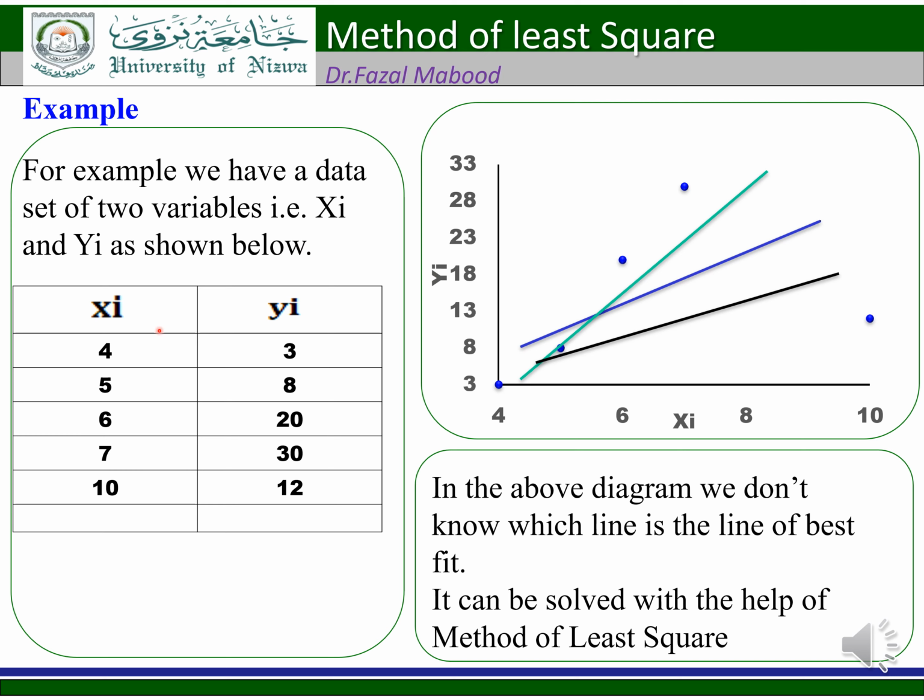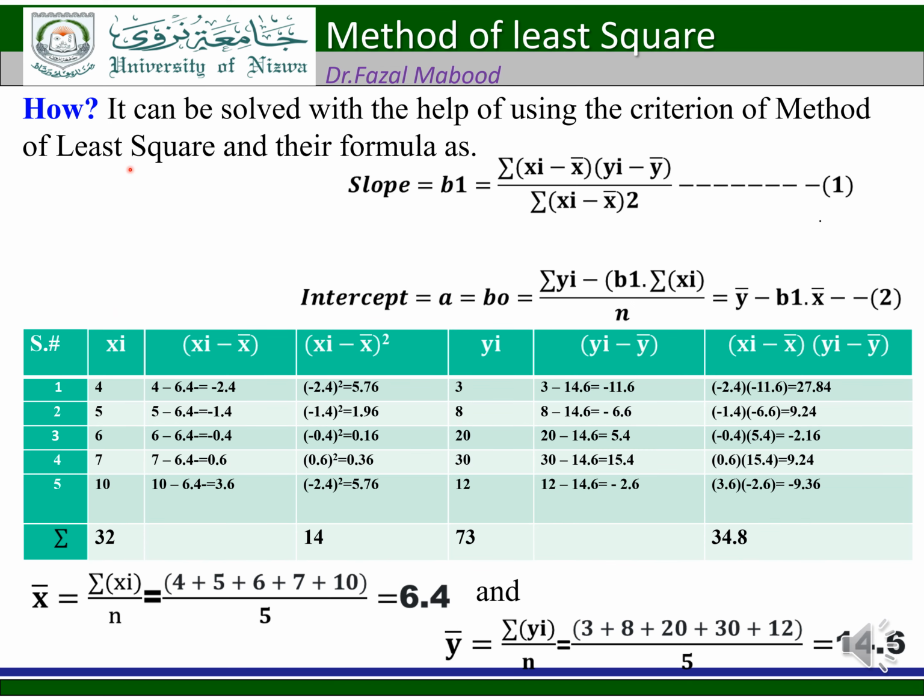For example, we have a data set in which the x variable has the values 4, 5, 6, 7, 10. The y variable has the values 3, 8, 20, 30, 12. And this diagram shows the scatter plot. But here there is one line, another line, and a third line. We don't know which line is the line of best fit. So in order to find the line of best fit, we need to take help from the method of least square. How can we find the line of best fit?